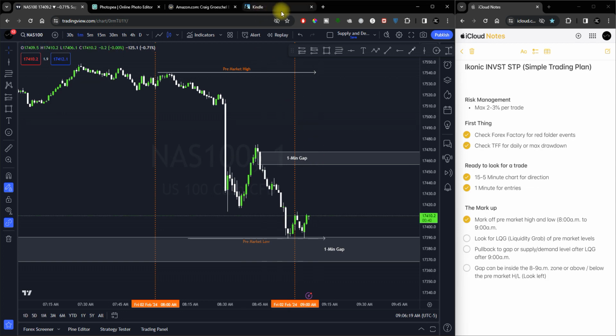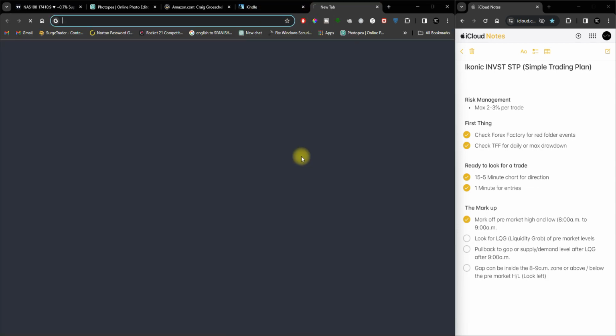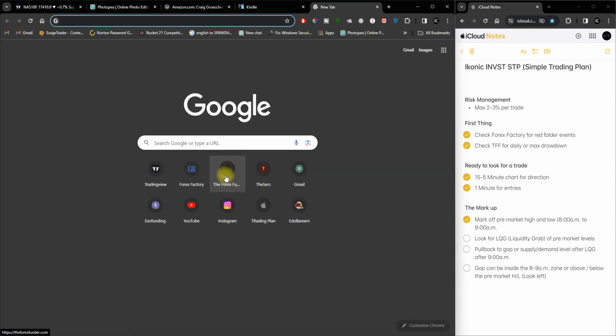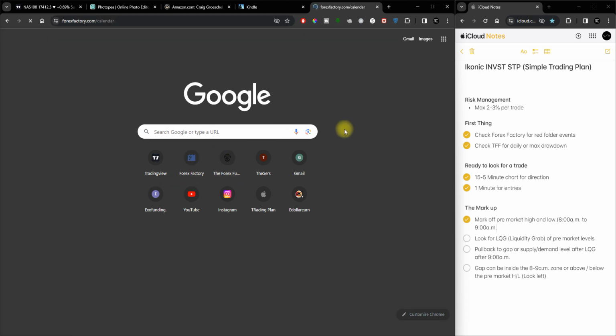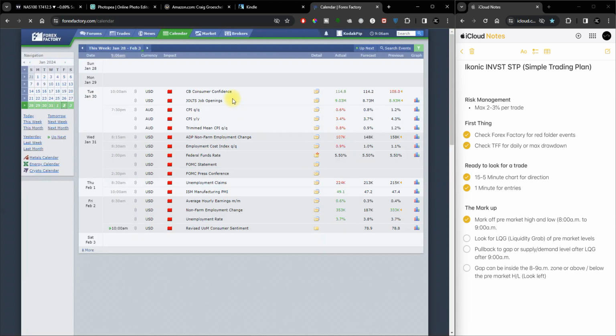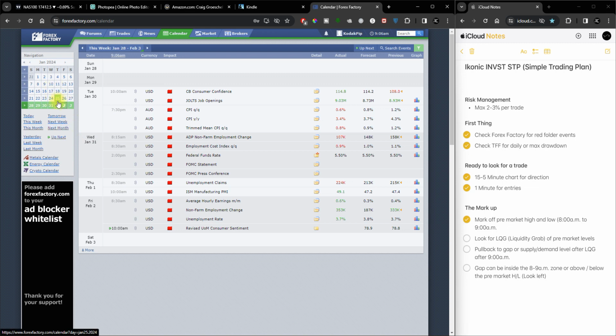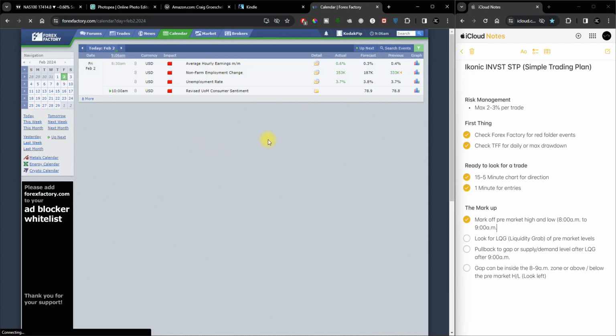All right, so let's look at the data that came out real quick. Forex Factory. Today is Friday the 2nd. So all the data looks good. Everything looked good for the US dollar.